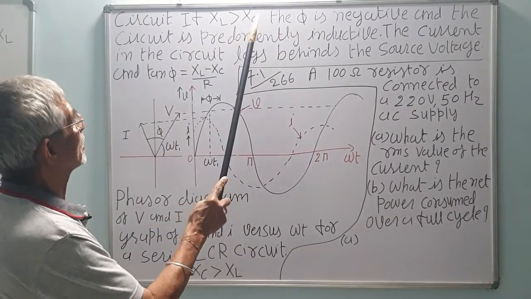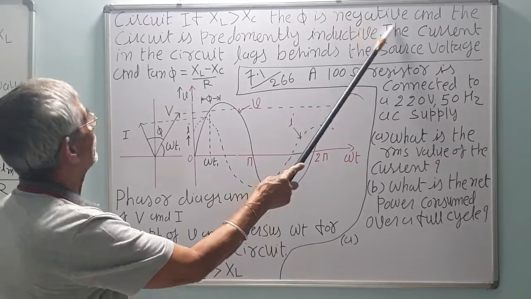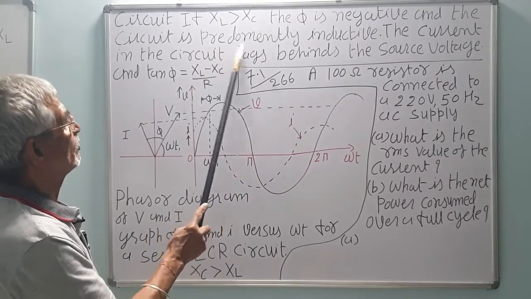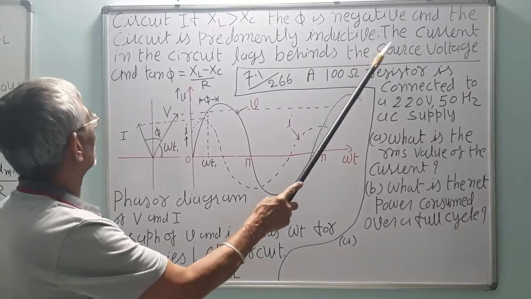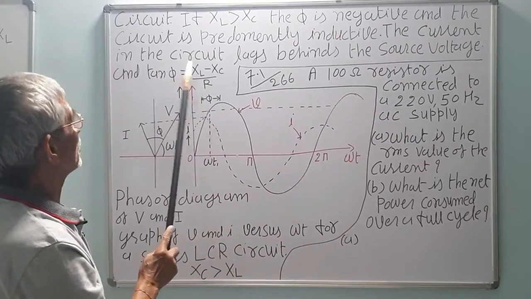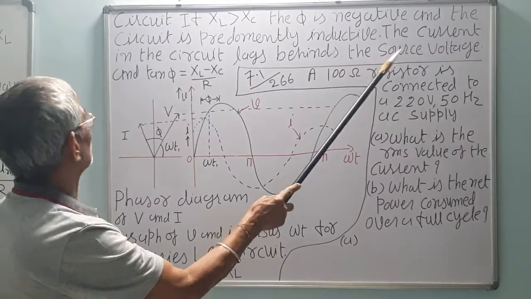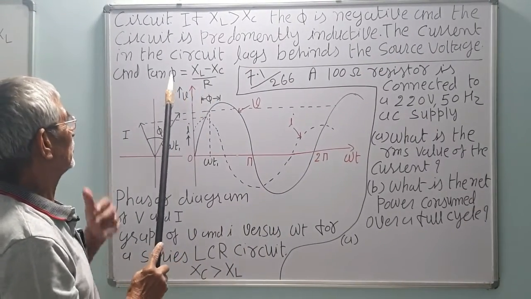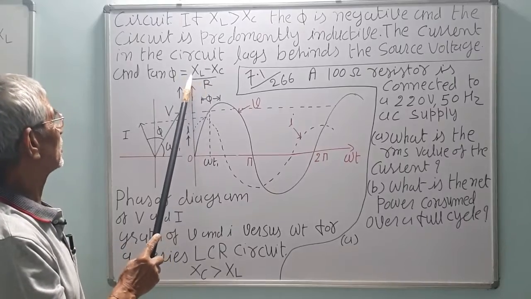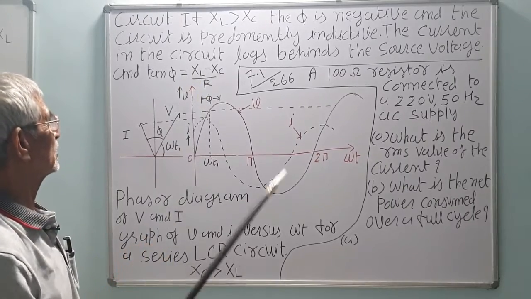If XL is greater than Xc, phi is negative and the circuit is predominantly inductive. The circuit is said to be an inductive circuit. The current in the circuit lags behind the source voltage and tan phi is equal to (XL minus Xc) upon R. If it is a capacitive circuit, then current leads and it is (Xc minus XL) upon R.